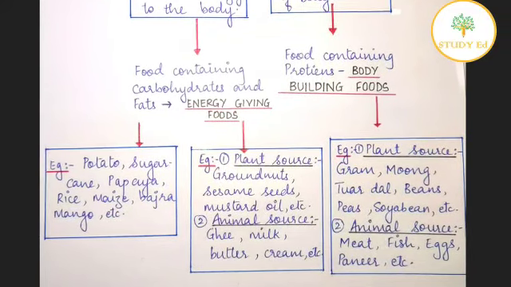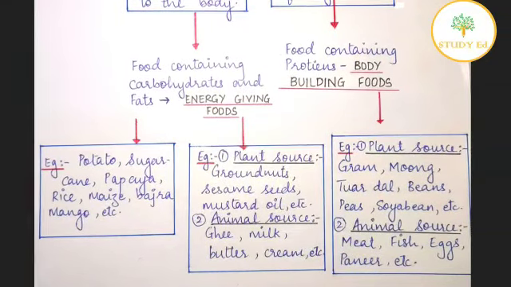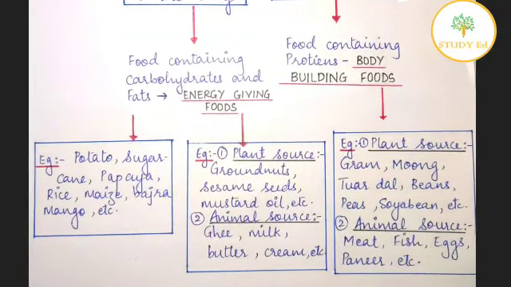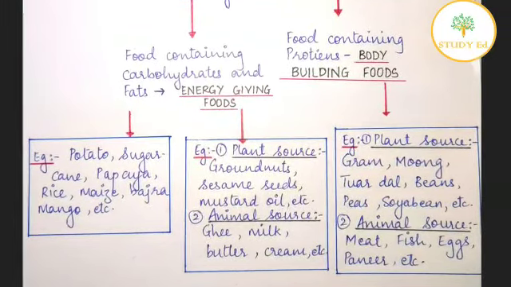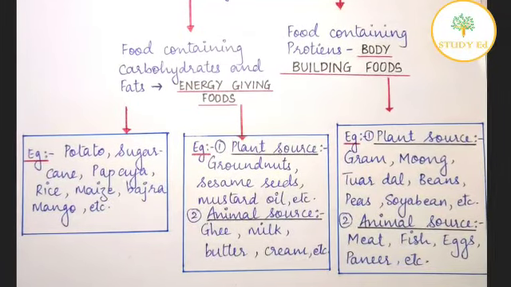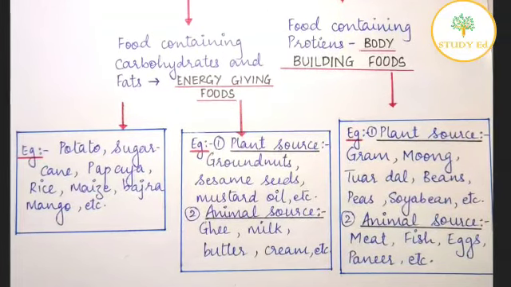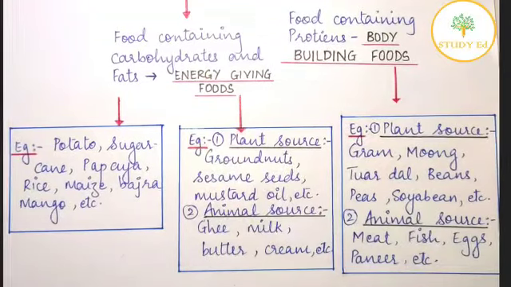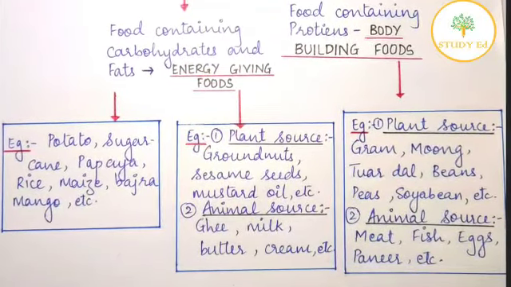Now let us see the examples of proteins. Even here we have two sources. One is plant source and the other is animal source. In plant source we have gram, moong, tur dal, beans, peas, soya beans, all these cereals and pulses. And in animal sources we have meat, fish, eggs, paneer, etc. This was about carbohydrates, fats and proteins.